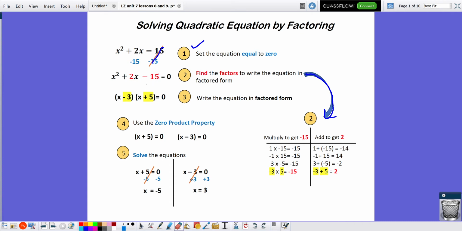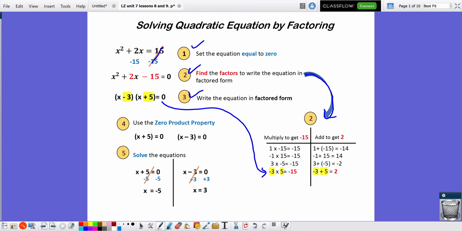So now I can look at the factors and I can see that negative 3 and 5 are the numbers that I need because negative 3 times 5 is negative 15 and negative 3 plus 5 is 2. So now I know that these two numbers are the factors that I need. So I'm going to set up my equation. I have found the factors and I'm going to write the equation in factor form. So I have x minus 3 and x plus 5. These numbers came from here.